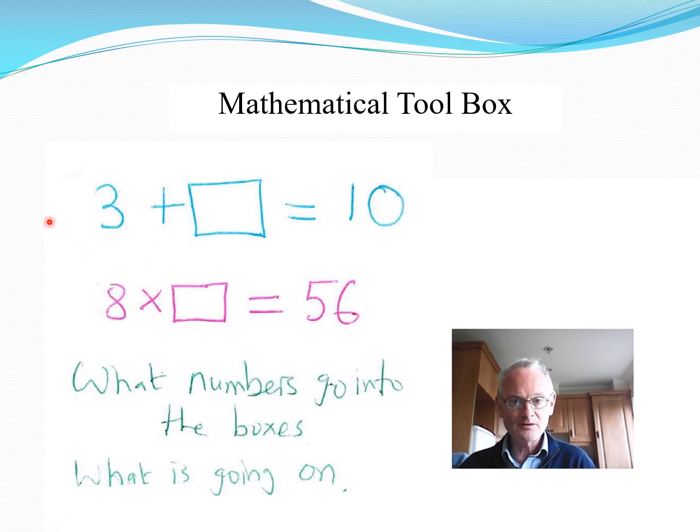So if we take you back to primary school, maybe when you were in first or second class, you came home in a big panic with this exercise to do. 3 plus box equals 10. So what number goes into that box? Then you graduate to second or third class and you came home with the homework. 8 times box equals 56. So what numbers go into these boxes?